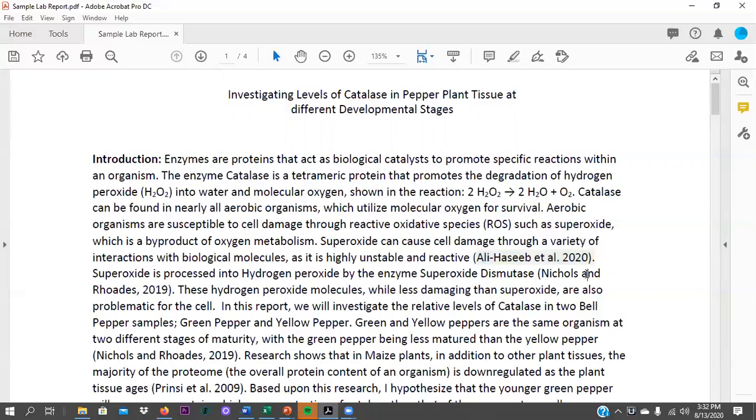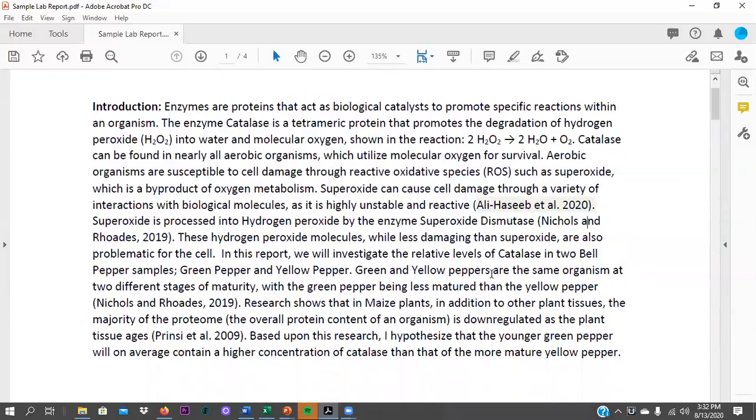You should have at least 3 individual sources in your introduction, and this can include the lab manual. We will also want to include specific background information about the samples we are testing. For example, we are testing pepper plants at different developmental stages. We state that green and yellow peppers are the same organism at 2 different stages of maturity. So we're giving some background information to the reader so that they can understand this experiment.